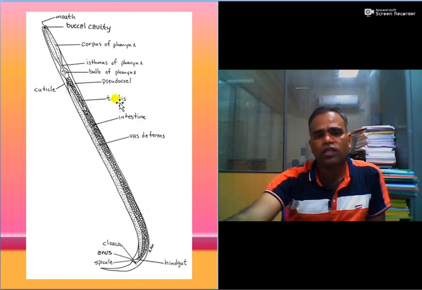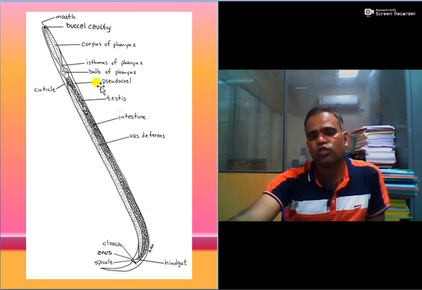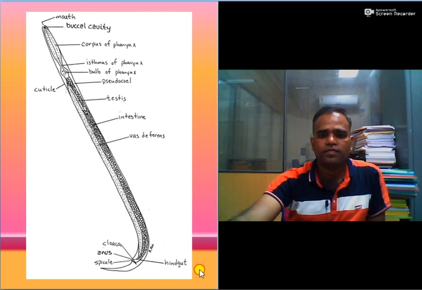Here one word is there, pseudocoel. So it is nothing but just a cavity which is not as per that of higher animals, and that is why it is called pseudocoelom or false coelom.